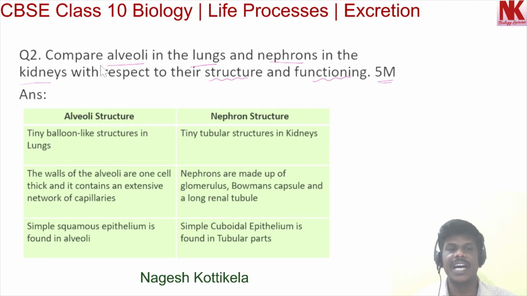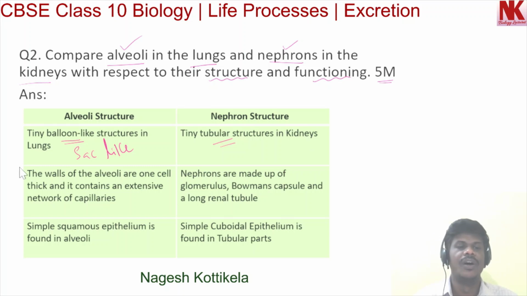So this is a comparison between alveoli present in the lungs and nephrons present in the kidneys. Structural aspects and functional aspects are compared between these two structures. Let's start. Alveoli structure. These alveoli are tiny balloon-like structures in the lungs. They can also be called tiny sac-like structures present in the lungs. But nephrons are tiny tubular structures present in the kidneys.